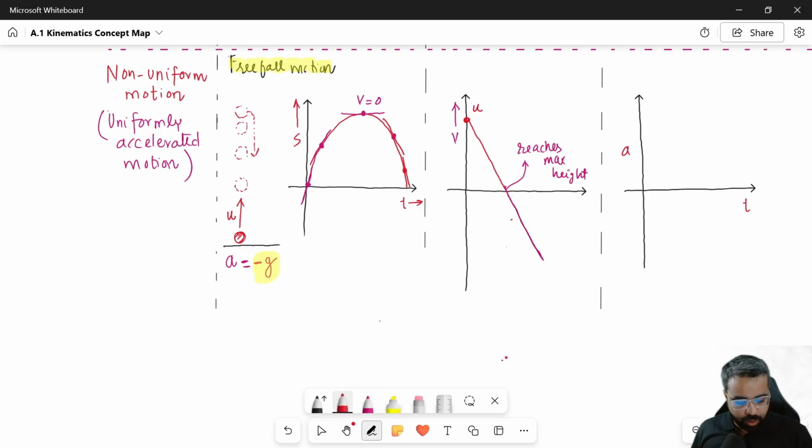Okay, so don't forget, acceleration due to gravity is negative g. So that's why it will be a negative value, okay? And that's a constant. Also it is constant because the velocity time graph is a straight line.